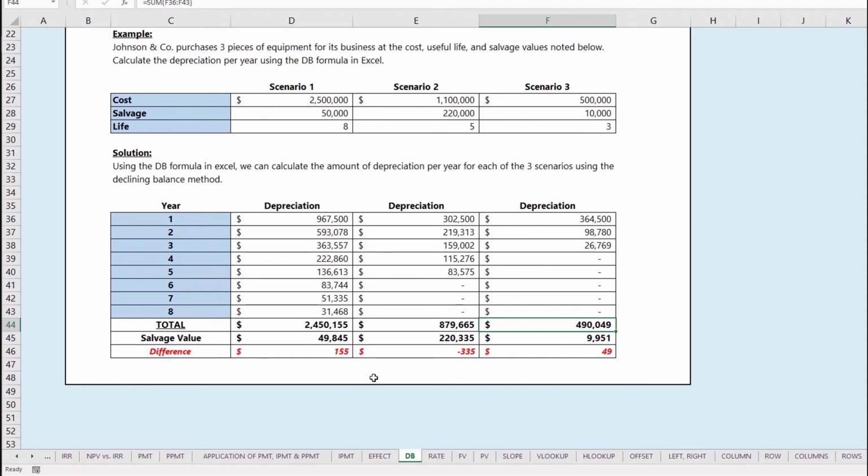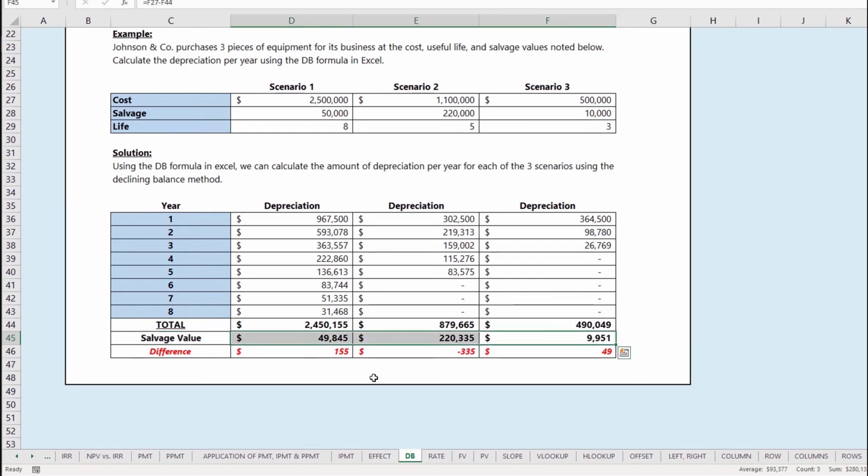So that difference is really equal to the difference between the estimated salvage value and the salvage value per the calculation of the depreciation formula in Microsoft Excel. So at the end of the useful life of the equipment in each of the scenarios, we're going to have a small salvage value balance. And once the equipment is sold for that salvage value, it'll be completely written off the financial statement.